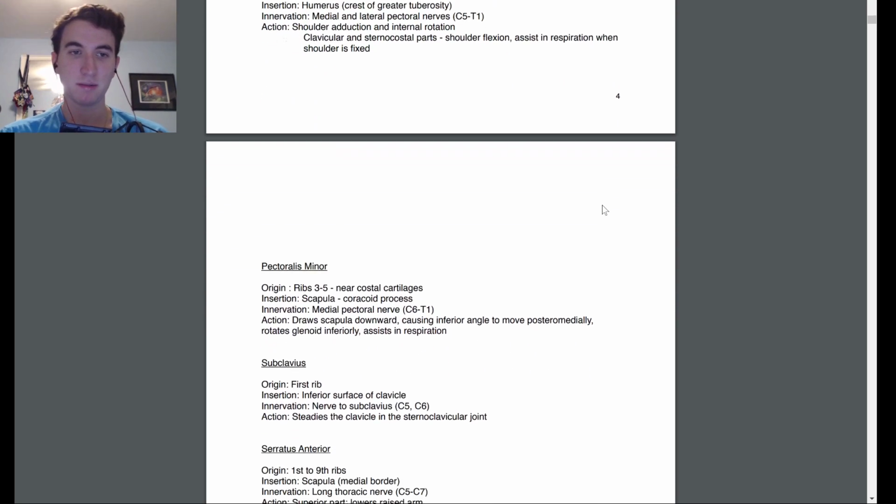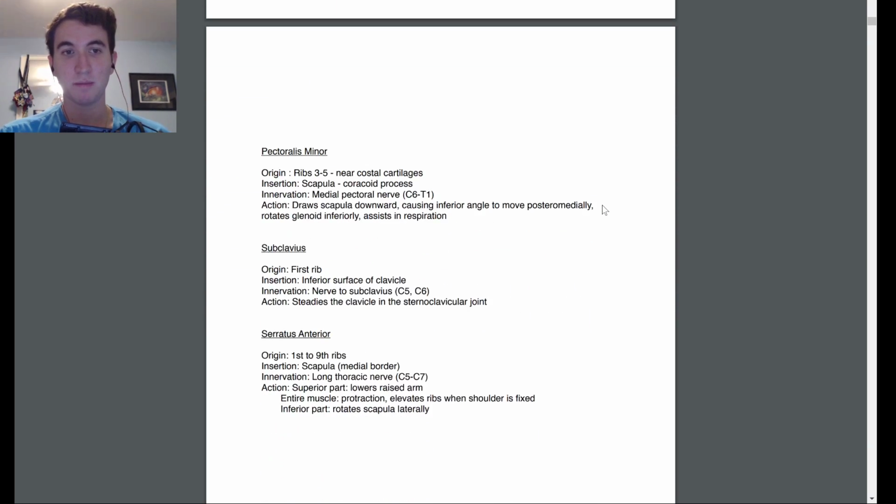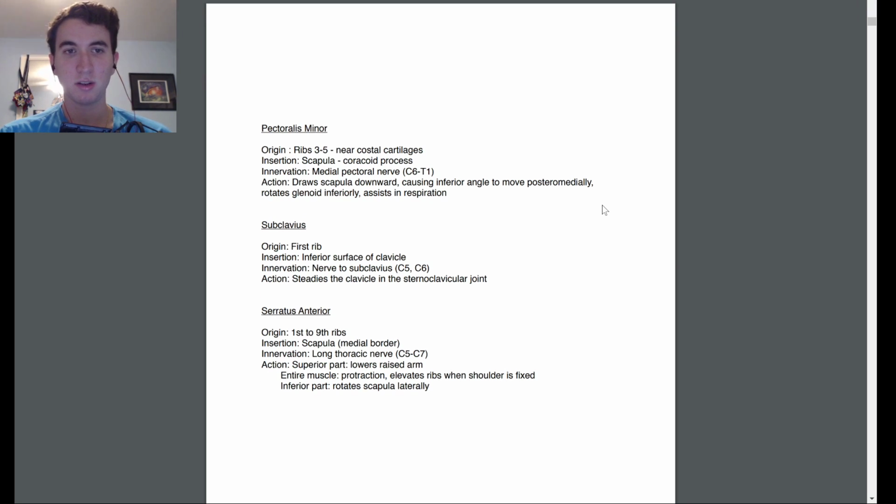Then we have pec minor. It originates from the ribs 3 through 5 near the costal cartilage. It inserts on the scapula, the coracoid process, and the innervation comes from the medial pectoral nerve, which comes from C6 through T1. The actions provided are that it draws the scapula downward, causing the inferior angle to move posteromedially. It rotates the glenoid inferiorly and assists in respiration.